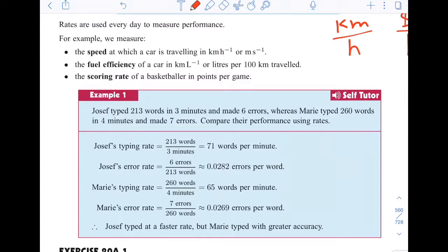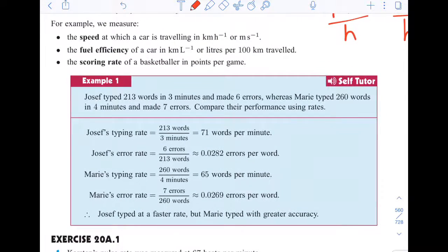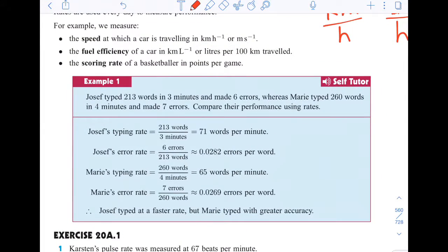Fuel efficiency of a car can be kilometers per liter or liters per 100 kilometers, if we decide that. Scoring rate of a basketball player would be points per game, so like P over G, or we could see it written as PG with a -1, just to show that's on the bottom. Both of those are points per game.